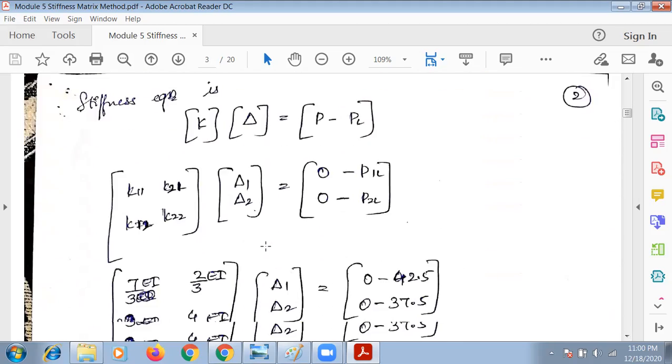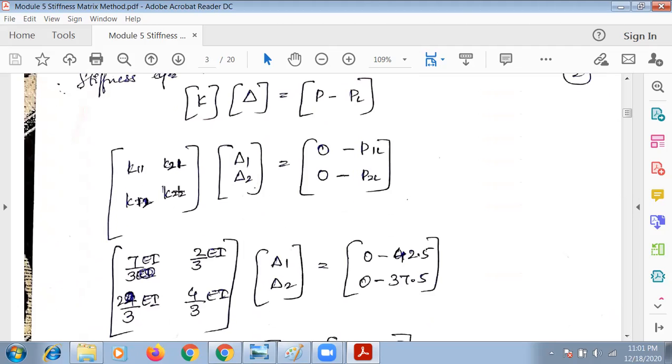Now we'll be writing the stiffness matrix. The stiffness matrix is given by K into delta is equal to P minus PL. K is nothing but what I found, and you have to write it in matrix form. Writing this is very important. Now see here, K11 is the first row. Always, the first number indicates the rows and the second number indicates the column. K12 is first row, second number. K21, K22. So the 1s should be in the first column and the 2s in the second column.